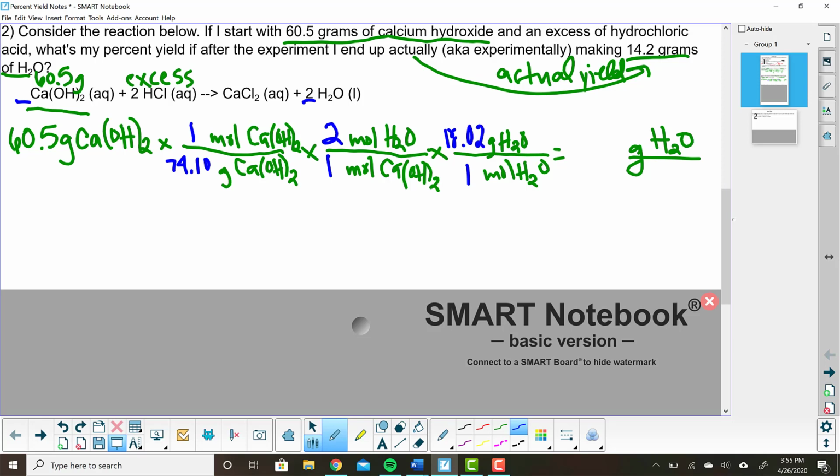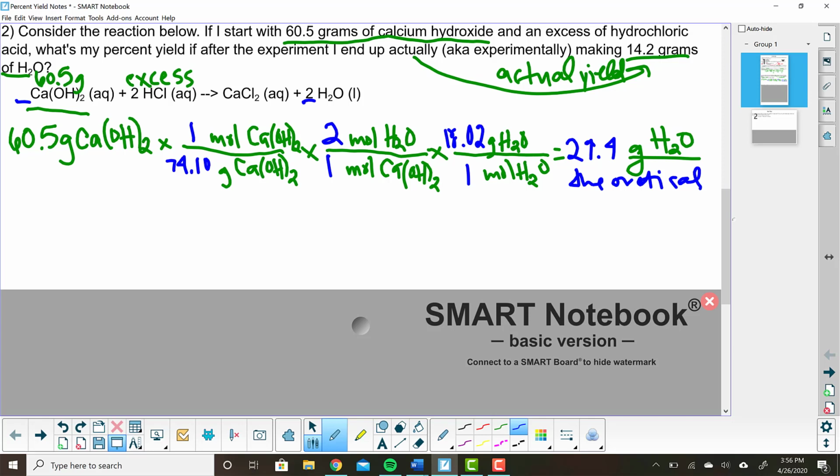Now I just need to calculate all of this out. So we multiply across the top and divide by everything that's on the bottom, and you come up with 29.4 grams of water, and that's how much water can theoretically be produced. This is my theoretical yield. Remember, theoretical yield is anything found by the stoichiometry.